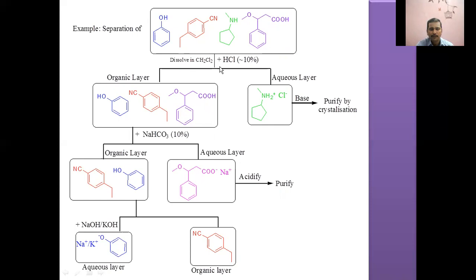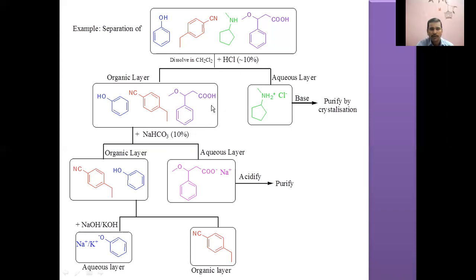Take the organic layer, the dichloromethane layer. It now contains phenol, 4-ethyl cyanobenzene, and 3-methoxy 3-phenyl propanoic acid. So this is the acid. This is more strongly acidic than these 2. You add a mild base, that is sodium bicarbonate, say around 10%. What will happen? These 2 are not reactive with sodium bicarbonate. Only the propanoic acid derivative is reactive.